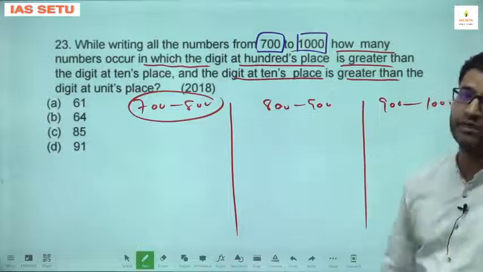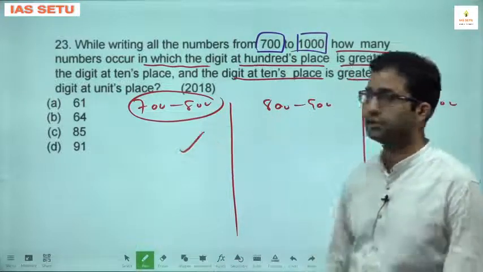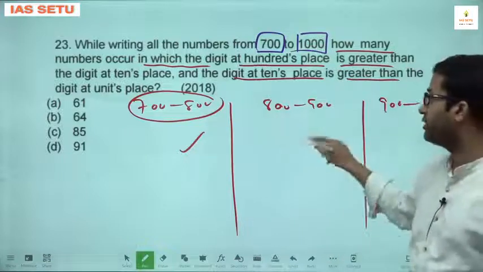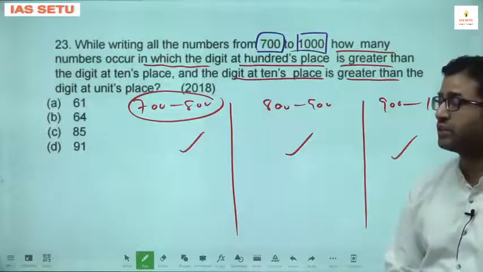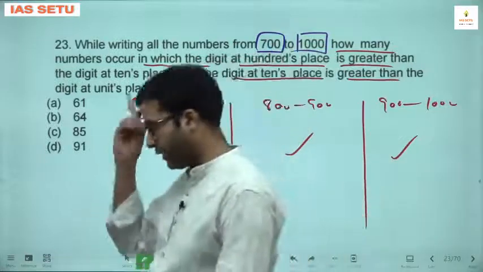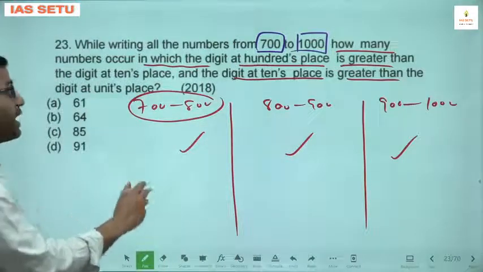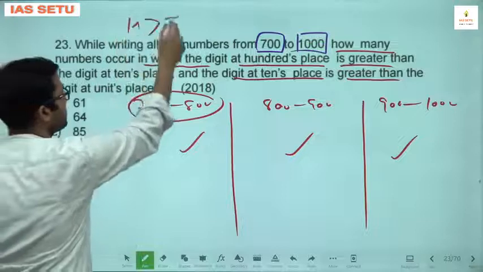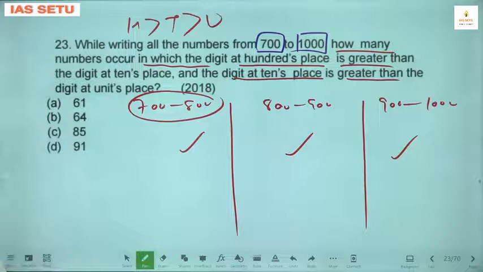So we have to see between 700 and 800 how many such numbers are there which satisfy this question. Between 800 and 900, how many numbers are there which satisfy this question? Between 900 and 1000, how many numbers satisfy this question? Then we have to add. And what is the condition here? That 100 place digit has to be greater than 10th place digit, and the 10th place digit has to be greater than unit place digit.